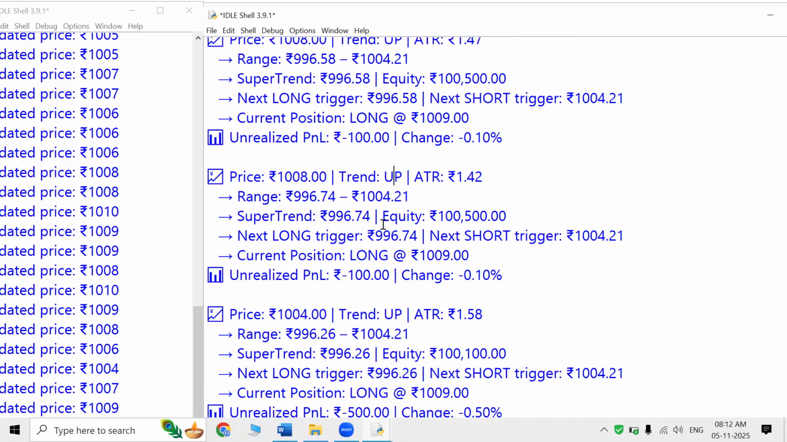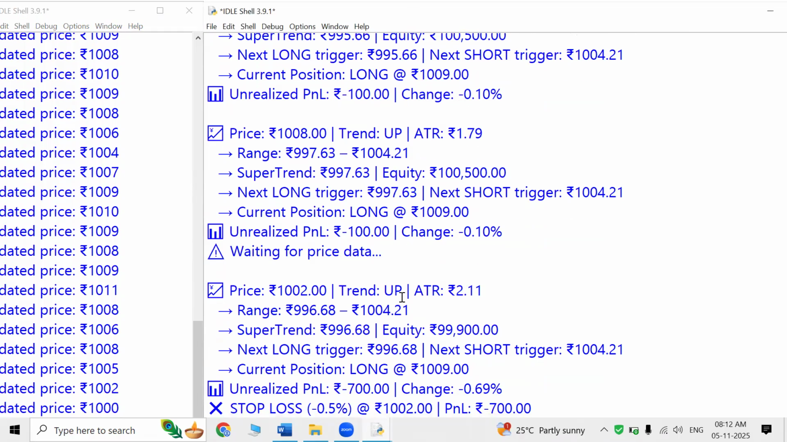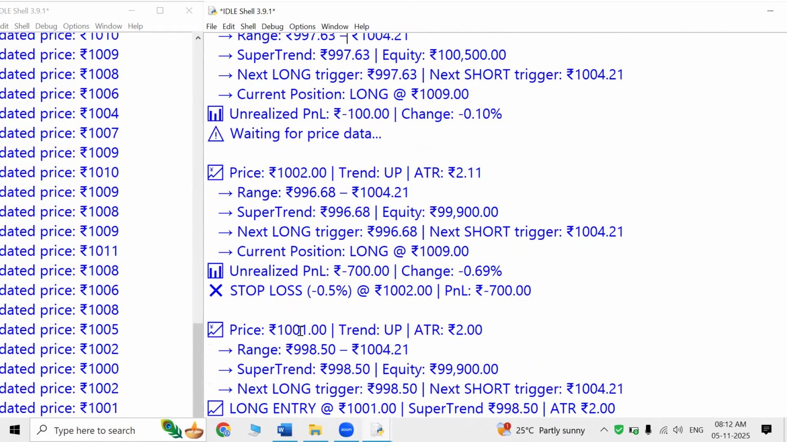It's so fast, it keeps on changing. It has taken a long position at 109. The current price is below that. So current long position is this, the realized PNL. We can see I have no control over this price. These prices keep on changing from the exchange. Okay, the algo waits some time if the price does not come. Okay, we have a stop loss trigger over here at 102.